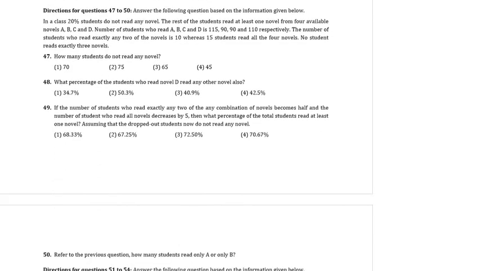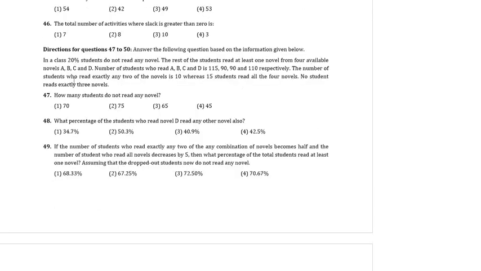If I look at the rest of the sets, this was fairly simple. 20% students do not read something. So the rest of 80% would read at least one novel. The rest of the students read at least one novel from the 4, A B C D. This total is given. Who read exactly 2 is given. 15 read all. No student reads exactly 3. So everything else can be really filled in. So it was a fairly simple question. Here you just needed to know how to create the 4-set web.